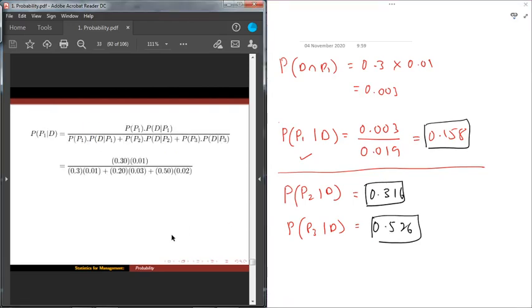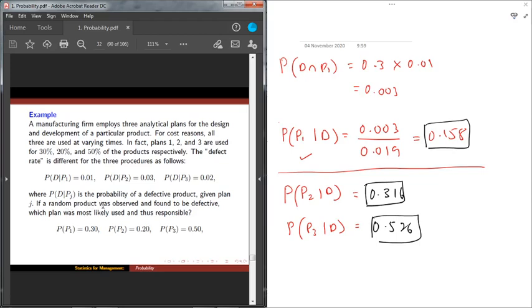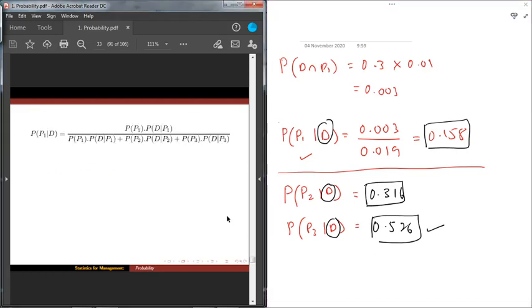Go back to the question. If a random product was observed and found to be defective, which plant was most likely used and thus responsible? Which probability is higher? This one, isn't it? Therefore, P3, the probability of P3 and D is higher, which means if you choose a defective product, most probably that defective product is made by plant P3.